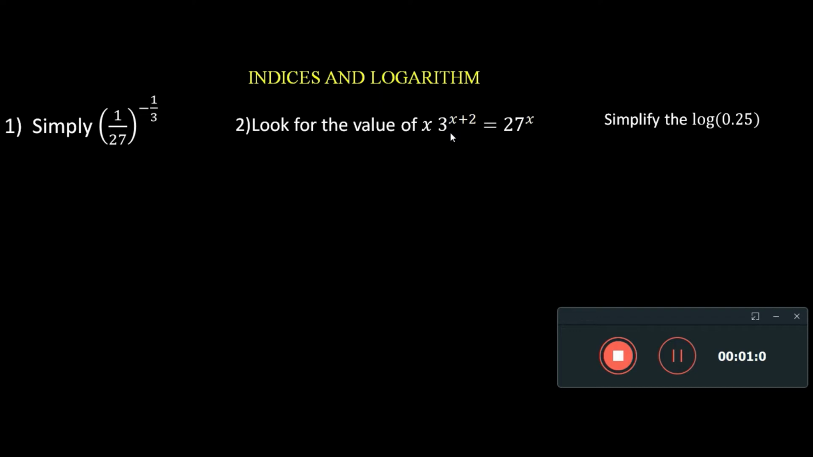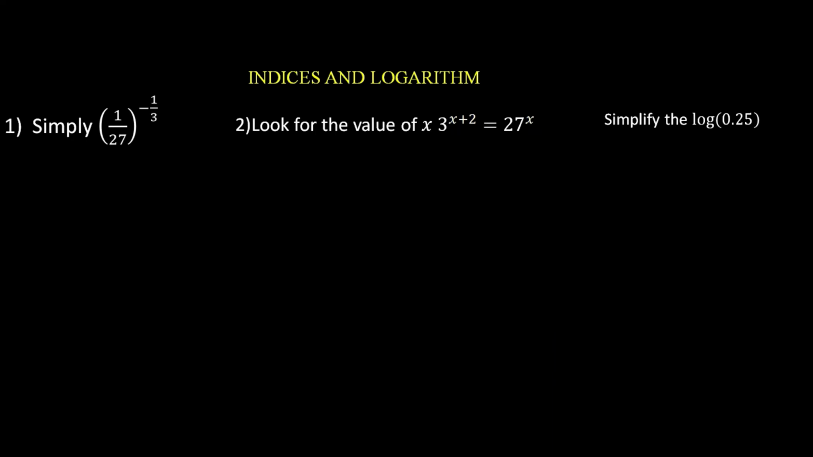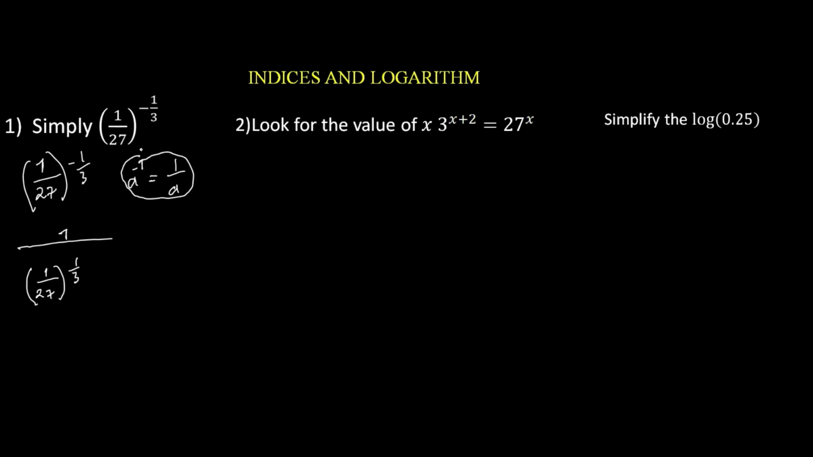Now, the first part says: simplify 1 on 27 raised to the power negative 1 on 3. I've been given that, and I want to simplify it. The first thing we need to do is recall all our formulas. We have been asked to simplify 1 divided by 27, all of that raised to the power minus 1 on 3. We know from indices and logarithm that when you have a raised to the power negative 1, this can be written as 1 all over a. So we need to have that in mind, meaning that we can write this as 1 all over 1 all over 27, all that raised to the power 1 on 3.